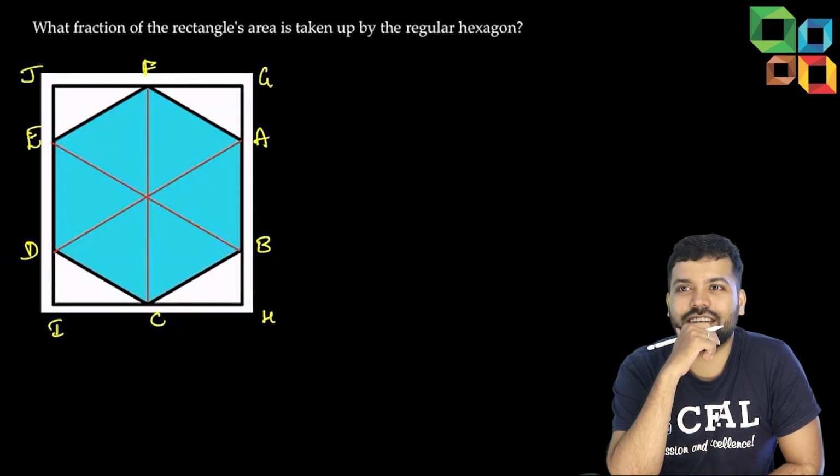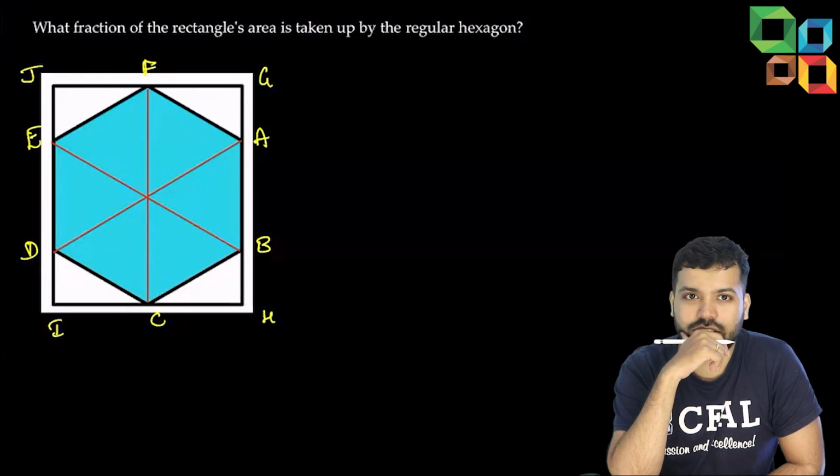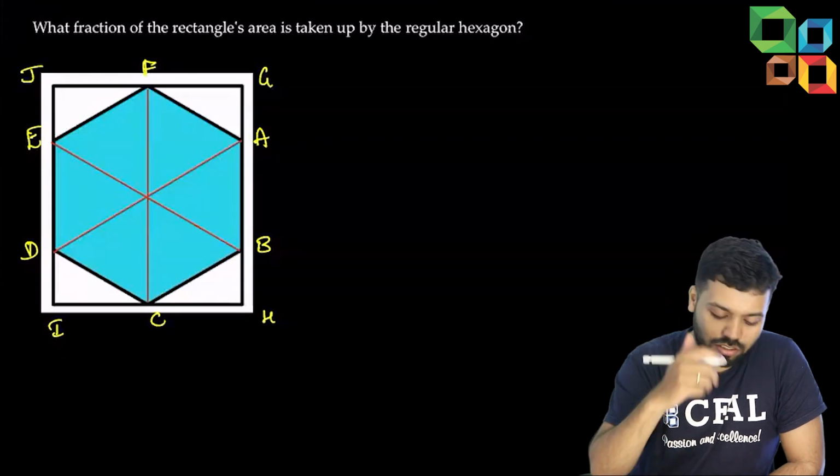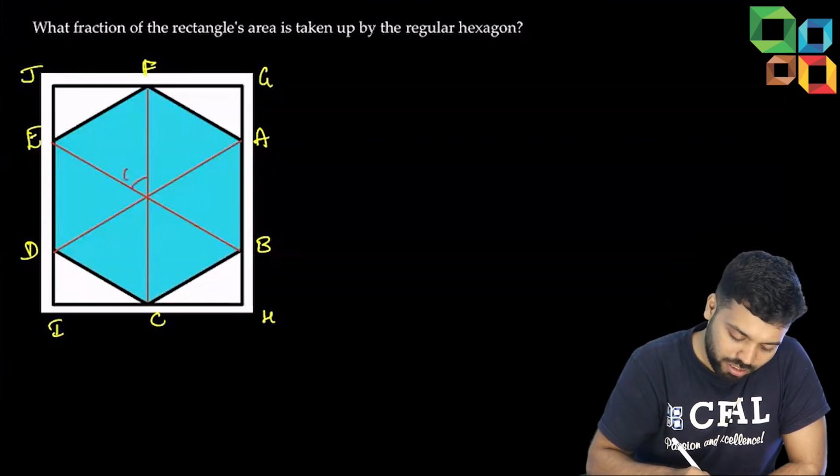Yes, Varun. Because we divided the central angle 360 into 6 parts. So each part is 60 degrees. That is why, because it's a regular hexagon. Okay.